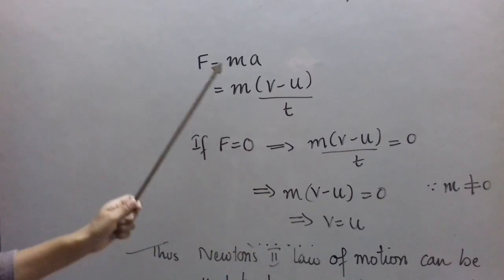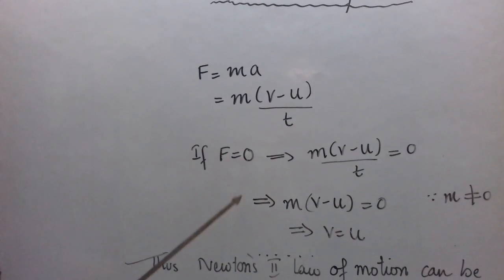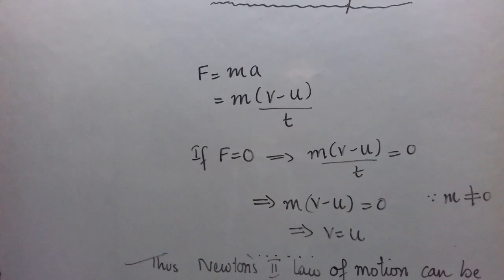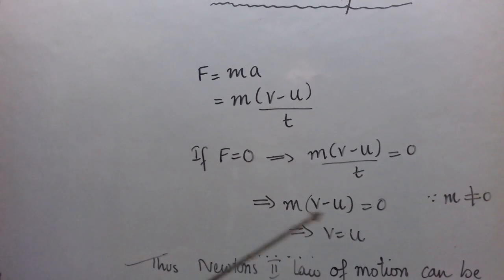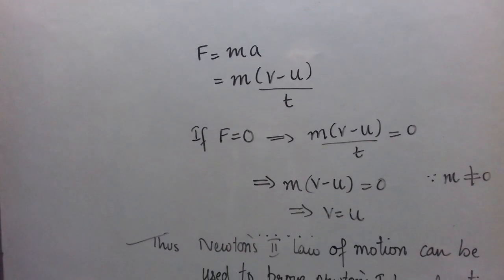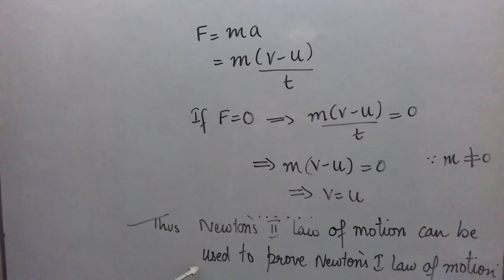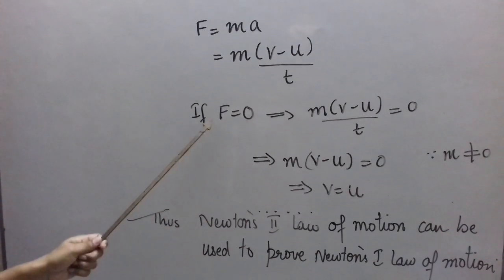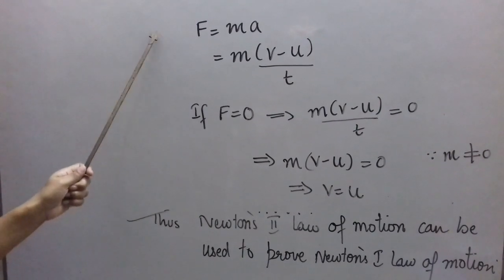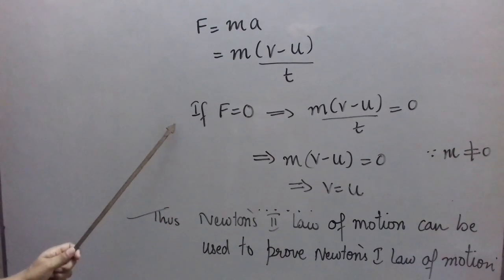So in other words, from Newton's second law of motion, by taking F as 0, we are able to prove that velocity remains constant. So we are able to prove Newton's first law of motion. That when a body is at rest, it will remain at rest. If a body is in uniform motion, it will continue to move in the same straight line with the same uniform speed unless an external unbalanced force acts on it. I hope you can prove Newton's first law of motion from Newton's second law of motion.